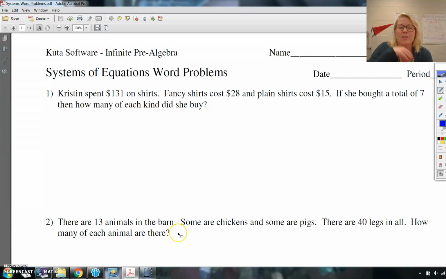So this one we're going to talk about system of equation word problems. Word problems are always tricky, but just read. I know that's really hard, but read it.